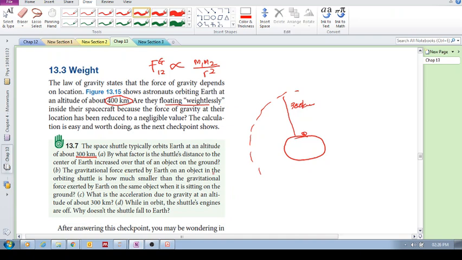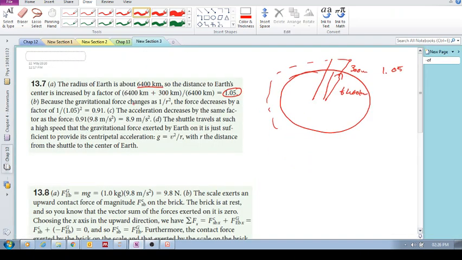exerted by Earth on an object in the orbiting shuttle is how much smaller than the gravitational force exerted by Earth on the same object when it is on the ground? So if there's an object here on the ground, or that exact same object orbiting at 300 kilometers, how are those gravitational forces different? You can go through this and you'll see that the gravitational force on the object, let me just do it again: here's the Earth, here's the object on the Earth, and here's the object in orbit, at 300 kilometers away. I know it's not to scale. In orbit, the force decreases by a factor of 1 over that to equal 0.91.